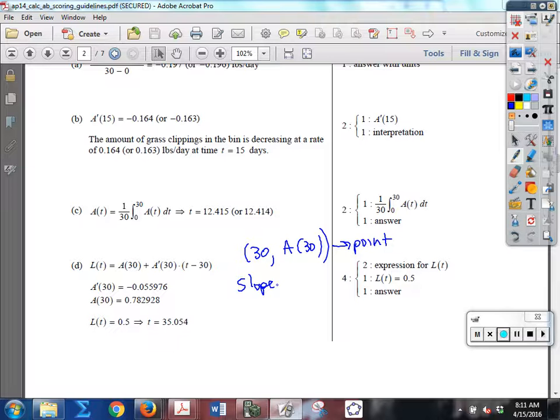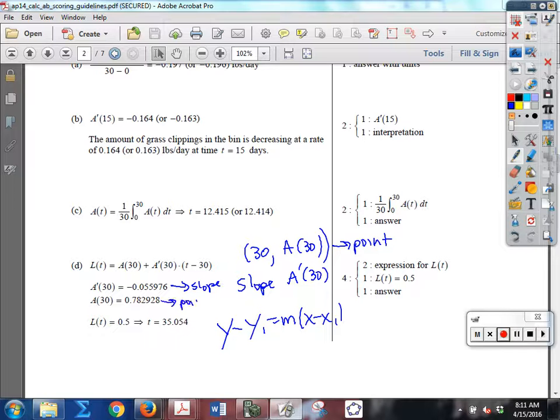Find your slope of that line? The derivative, yeah, A prime of 30, right? That's your slope. So if I do y minus y1 equals m times x minus x1, these are just numbers, so you can either say what these are. They said it right here. This is the slope, and this is the point.